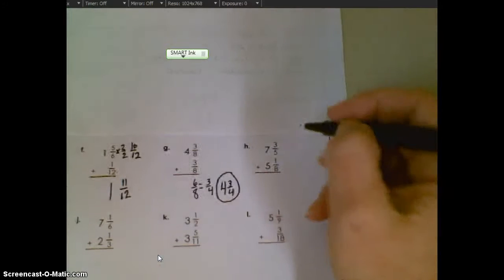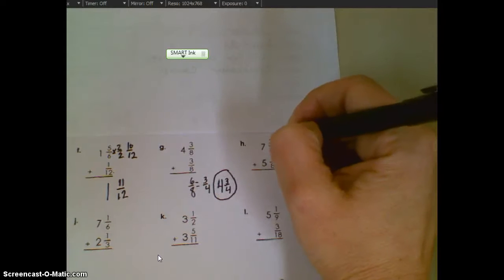And on this one, again, looking for a common denominator. Let's take our larger number and see if we can find a common denominator for it. 8 times 1 is 8, won't work. 8 times 2 is 16. 3 times 8 is 24. 4 times 8 is 32. And 8 times 5 is 40. We're going to have to go all the way up to 5. And we'll get a common denominator of 40.